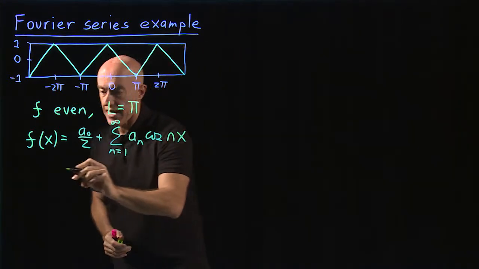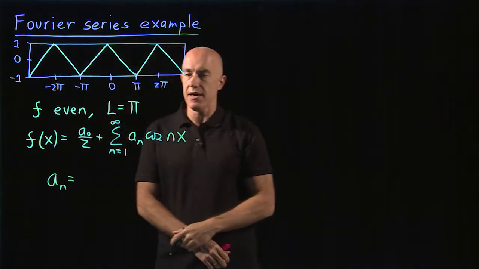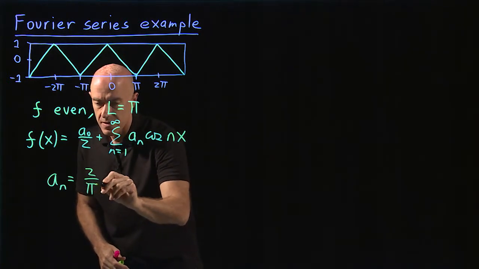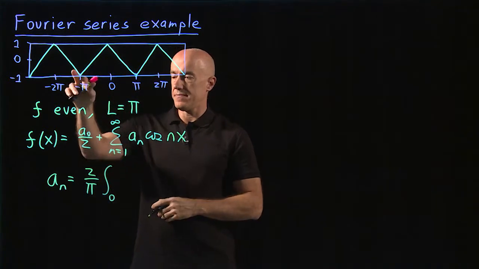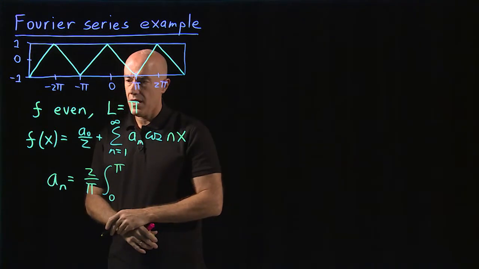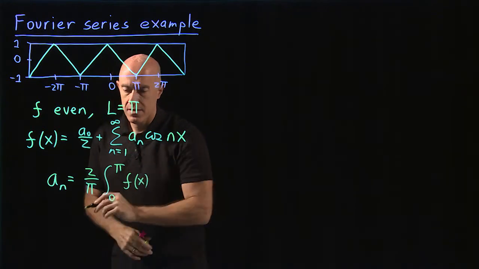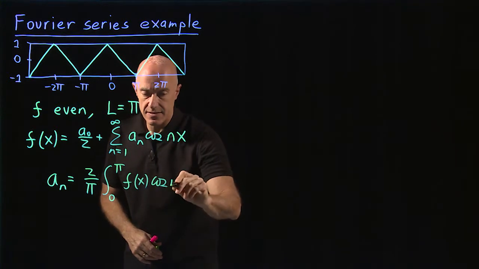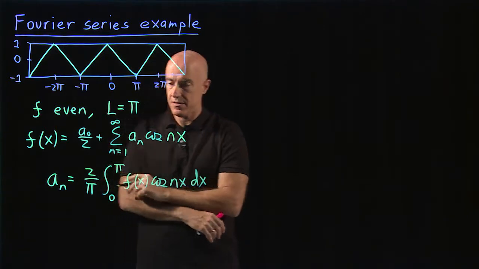And then what are the a's? The a sub n is supposed to be 2 over L, so here it's 2 over pi, times the integral from 0 to pi of f of x times cosine of n pi x over L, which is cosine nx, dx.